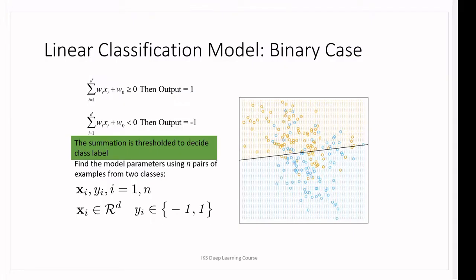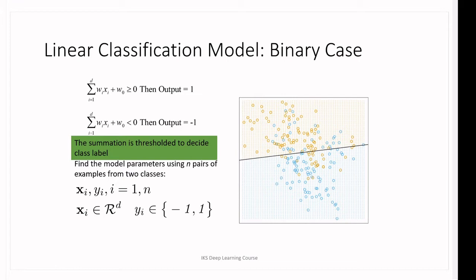Let's start with a binary case. So in the case of a two-class problem, what we need to do is define our model as shown here. That is, if the input is from class 1 or from the positive class, then we want this sum to be greater than or equal to 0. On the other hand, if the input is from the negative class, then we want this sum to be less than 0.